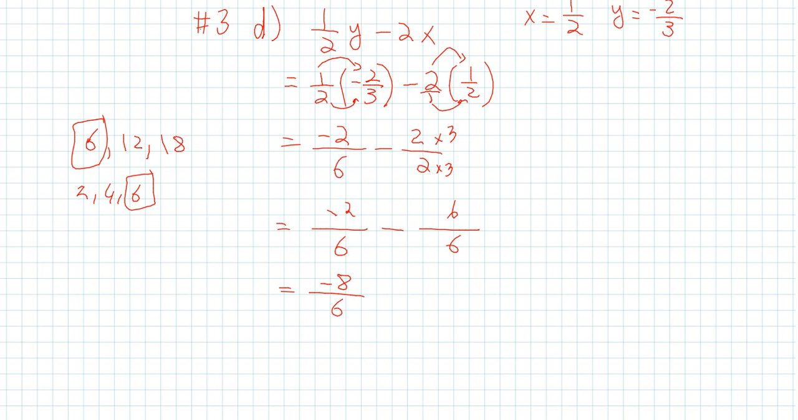Now, this can be simplified. This is not the lowest term. So what can I divide both of them by? 2. So I end up with negative 4 over 3 because I can divide by 2 to simplify. Are we okay with this?